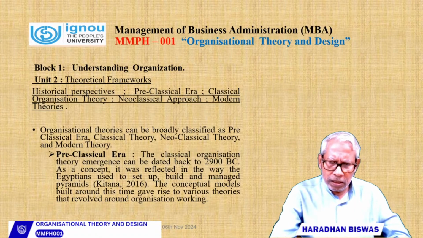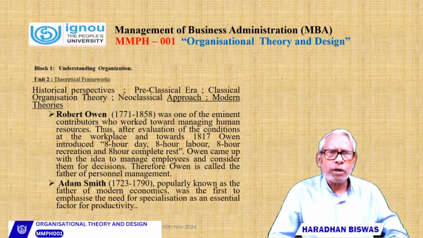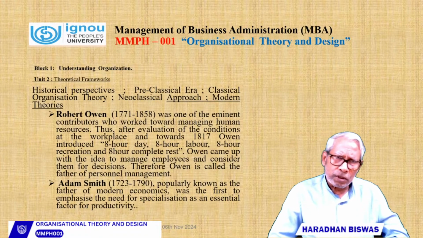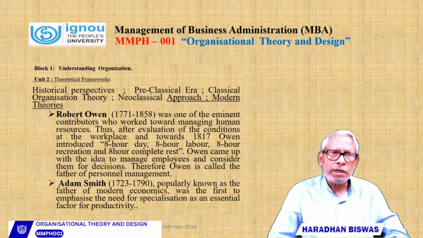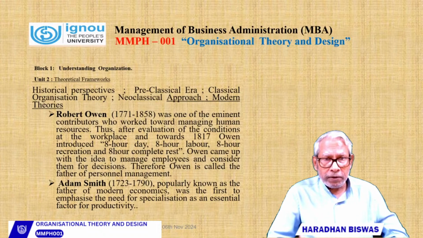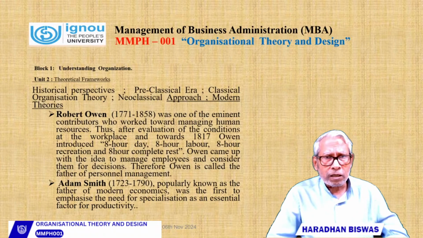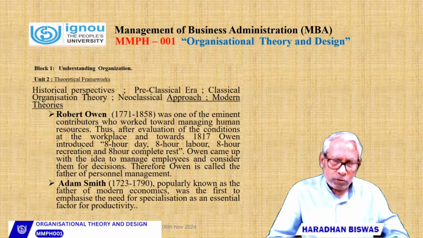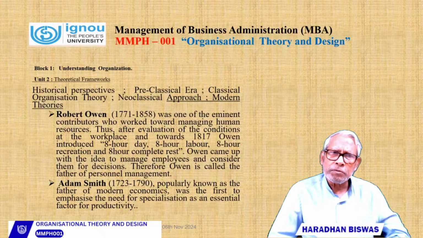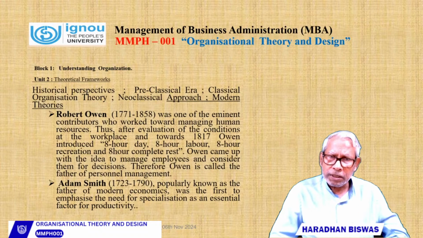So now slowly, Robert Owen, 1771 to 1858, was one of the eminent contributors who worked towards managing human resources. For the evaluations, he saw that people were working very hard for long durations, so it had to be reduced. They have to take some sleep time, entertainment time, and give some family time. So he segregated 8 hours of labor time, 8 hours of recreation, and 8 hours of complete rest. This is the way 24 hours is distributed.